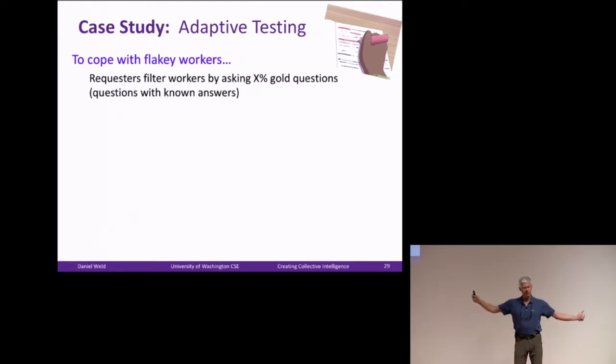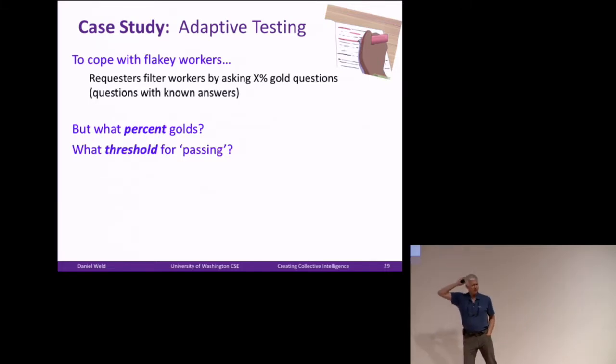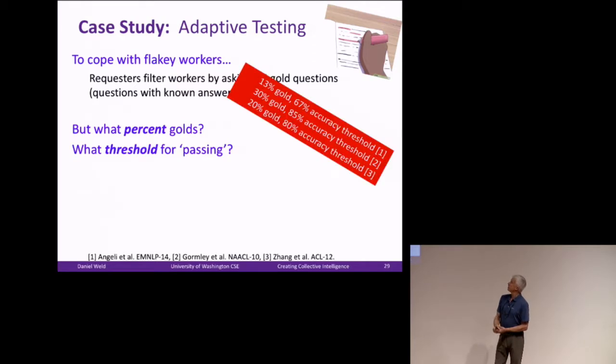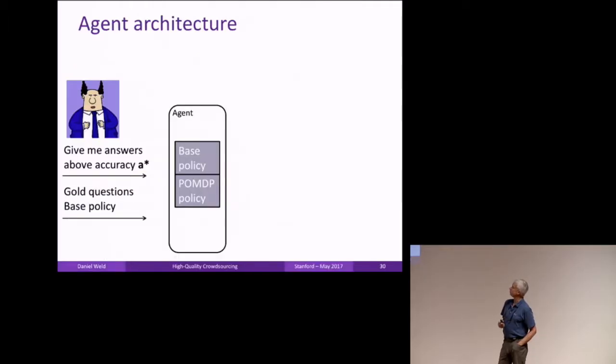So it turns out that, since workers make mistakes, oftentimes what people do to make sure that the workers are actually paying attention and knowing what they're doing is put in test questions along the way. Those are called gold questions because we know the answer to those. And people have adopted this practice, but there's sort of a key question. What percentage of gold questions should we insert, and what's the threshold for a passing grade? And if you look at the various approaches, there's wide disagreement about what you should use for those parameter values. And in fact, for every static policy you can come up with, there is no right answer for those parameter values because the workers change, and they change over time, a non-stationary population, so you really want to have the system be adaptive as it figures out whether it's getting a good job.